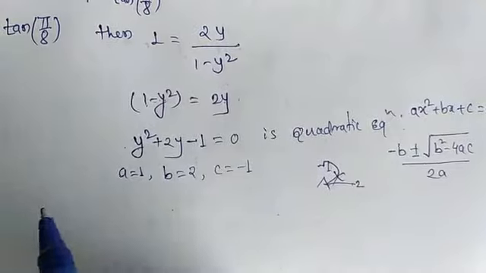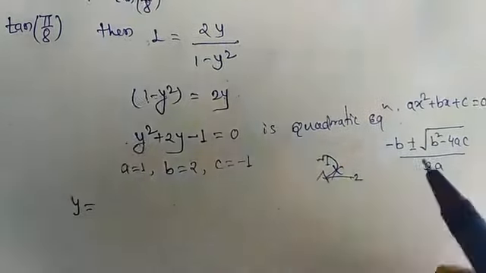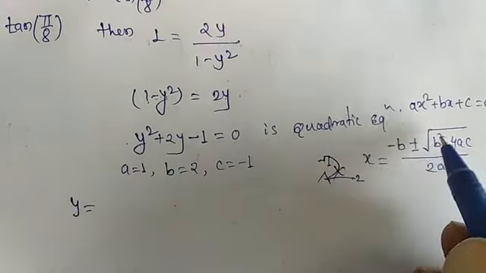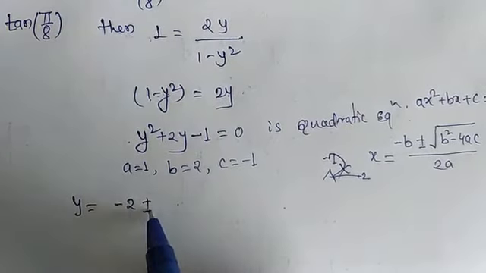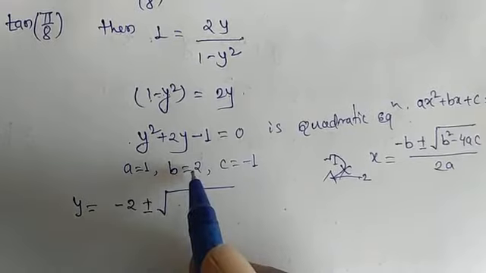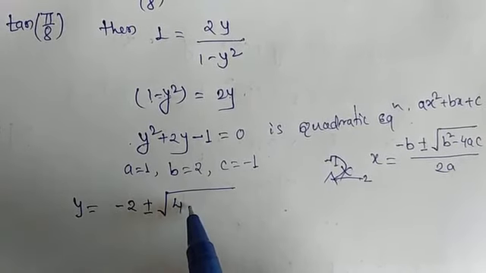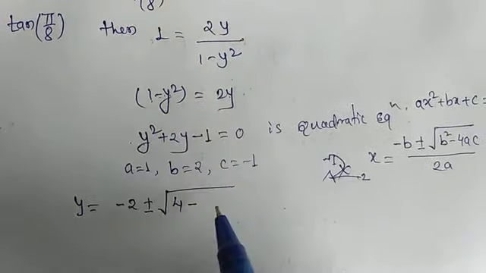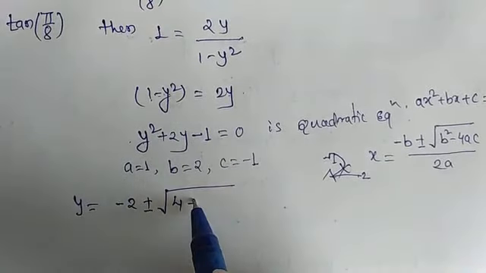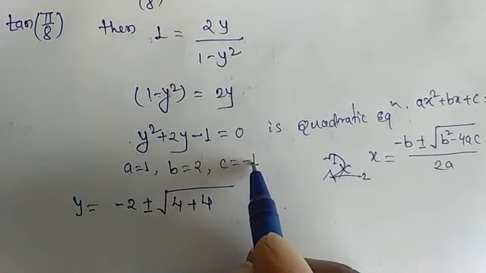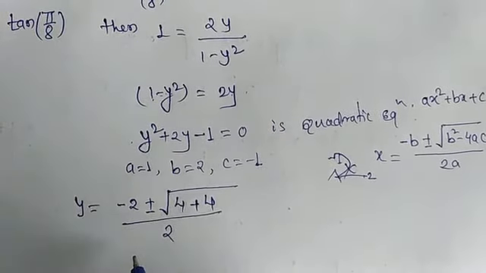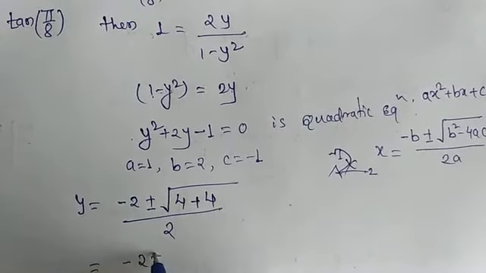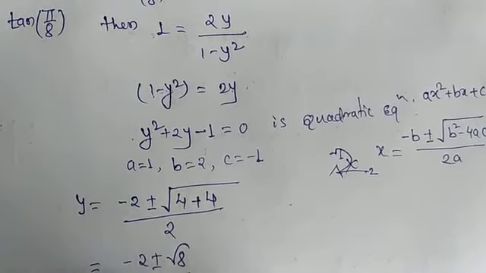So it will give y is equal to minus b, which means minus 2, plus or minus square root of b square, which is 4, minus 4ac, 4 into a into c. Because c is minus, minus will be plus. Divided by 2 into a, 2 into 1 is 2. So minus 2 plus or minus square root of 8 divided by 2.